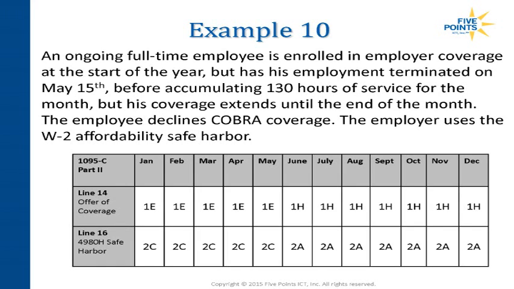Example 10, ongoing full-time employee enrolled in employer coverage at the start of the year, has the employment terminated on May 15th before accumulating 130 hours of service for the month, but his coverage extends to the end of the month. Employee declines coverage, and employer uses W-2 affordability. So just the opposite, because the coverage doesn't terminate when they terminate, then I get to carry through the offer of coverage through the end of the month, May. They were covered through May on their benefit. So literally it's just one or the other depending on when that coverage ends.